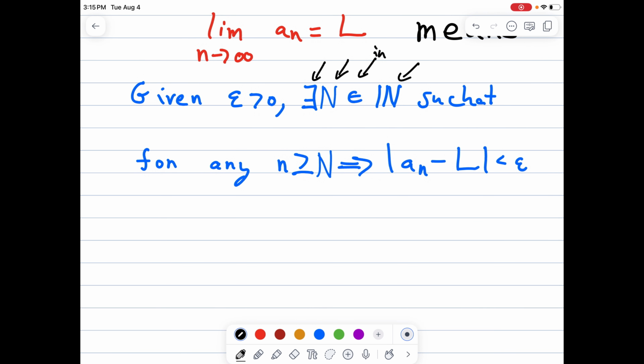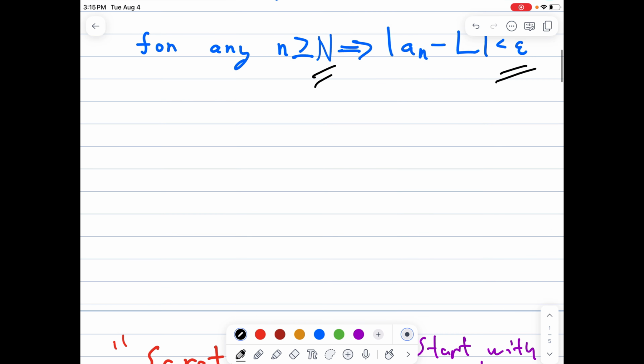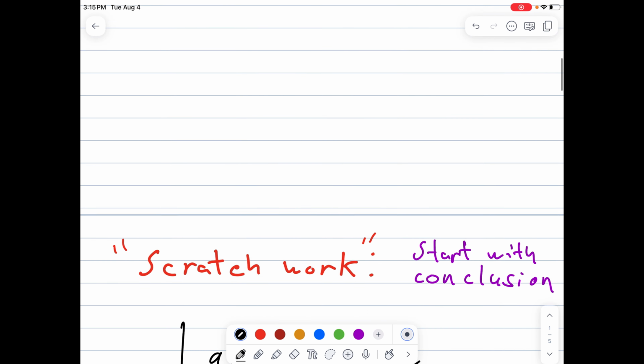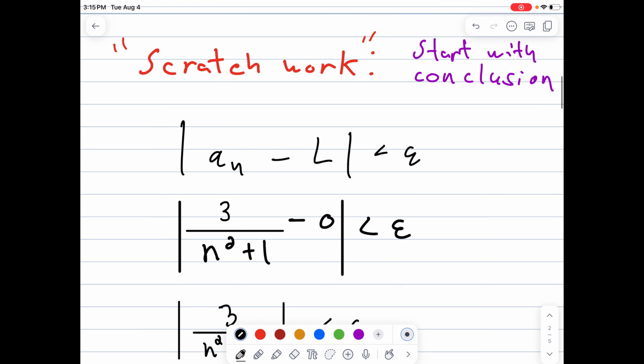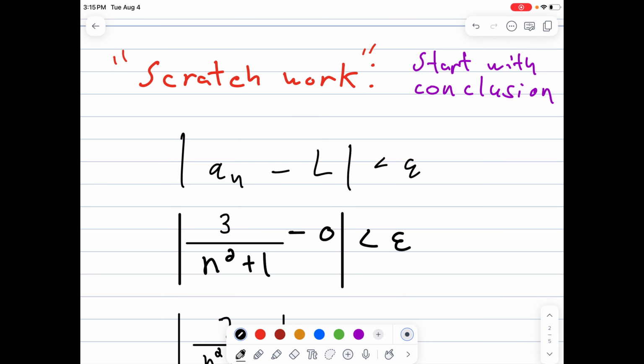Okay. So when we are trying to prove one of these statements, we're given the epsilon. What we're looking for is the capital N here. That's what you need to find. And often when doing these types of proofs, it's easier to start with what we call the conclusion, which we often call the scratch work. And the conclusion itself is that whole statement, the absolute value of a sub n minus L is less than epsilon.